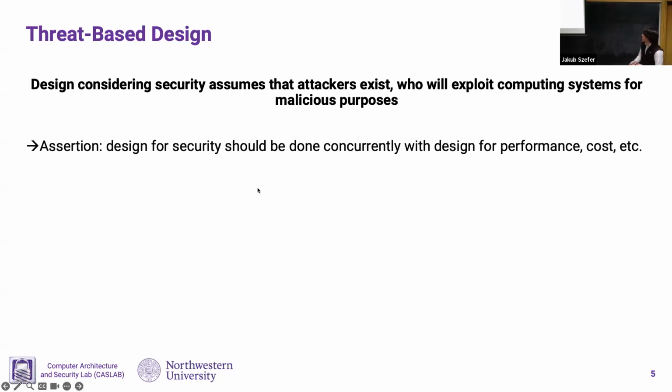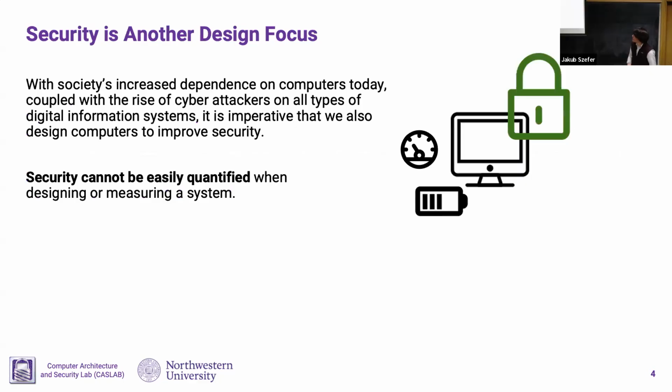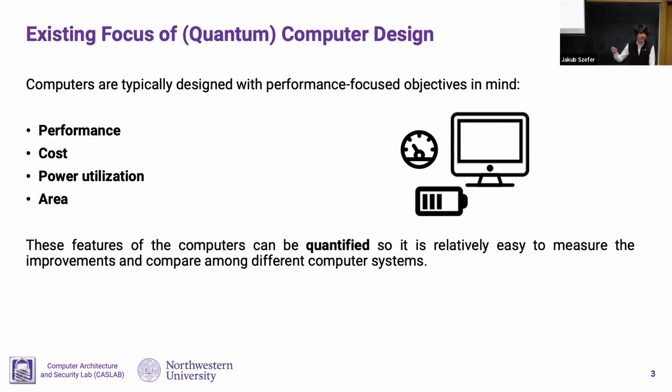And one assertion, one thing we want to promote, is that security design, although you cannot quantify it, should still be done in parallel to cost and performance. One common thing you'll find in both software and hardware is that if there is a security problem and you fix it later on, typically it reduces the performance, or increases the cost, or increases the area, or increases the power consumption. So adding security features after you have designed the system usually makes these quantities worse.